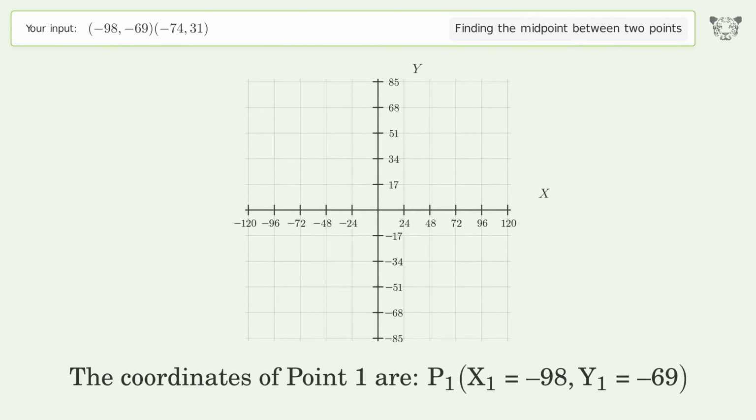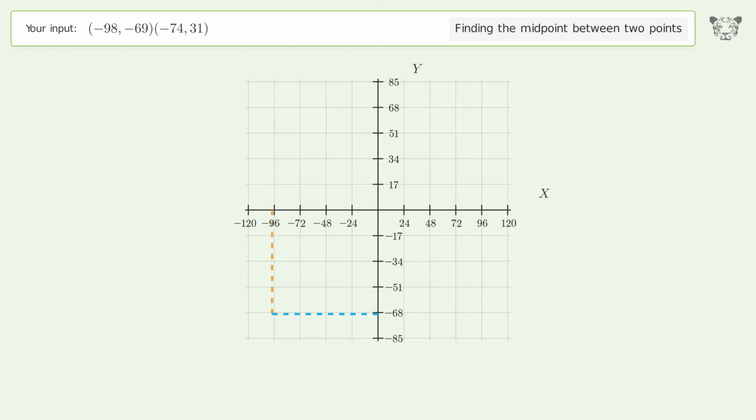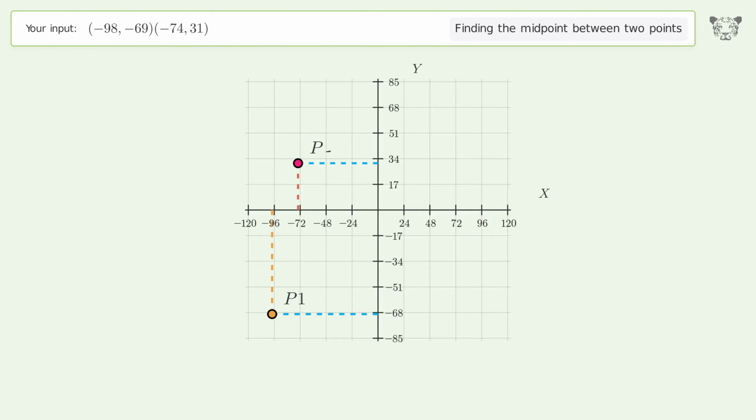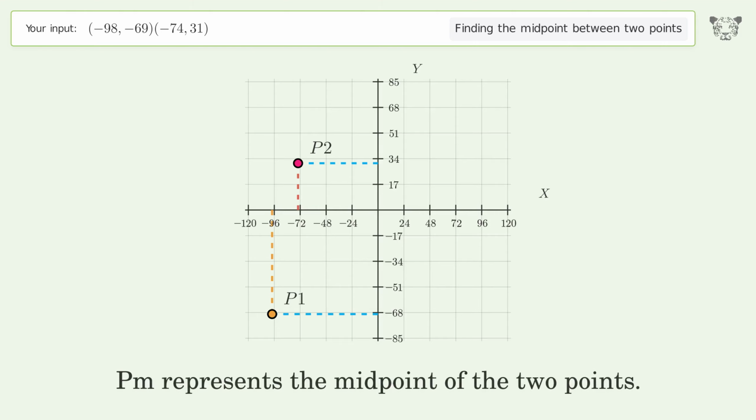The coordinates of point 1 are, x1 equals -98, y1 equals -69. The coordinates of point 2 are, x2 equals -74, y2 equals 31. PM represents the midpoint of the 2 points.